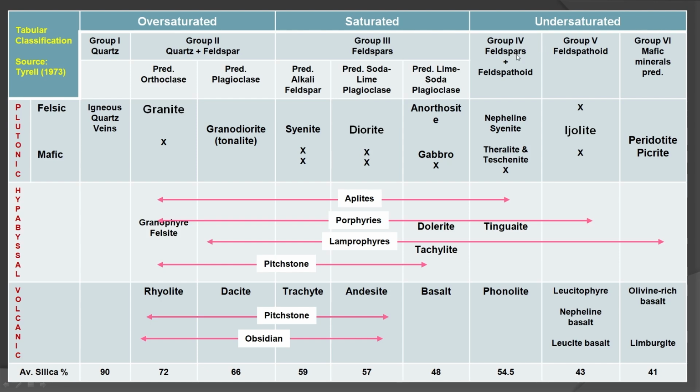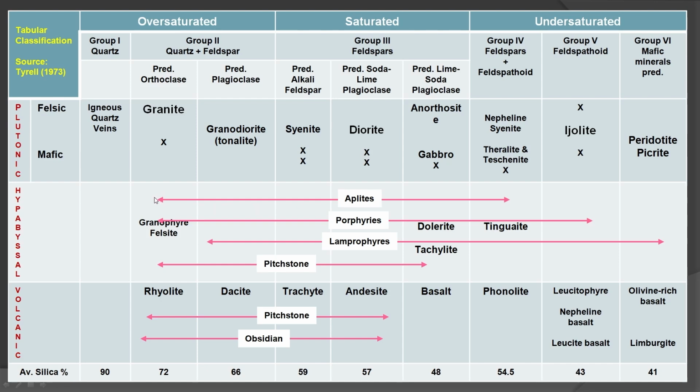We have group 4, which consists of feldspars and feldspathoids, which are silica undersaturated minerals. Then we have group 5, the feldspathoids only, and then group 6, which is dominated by mafic minerals. Likewise, for the felsics, we will have nepheline syenite, and for group 5, feldspathoid predominated, we have ijolite, and for group 6, where mafic minerals are also present, we call those peridotite and picrite. And the different proportions of different hypabyssal rocks have also been shown by these lines.